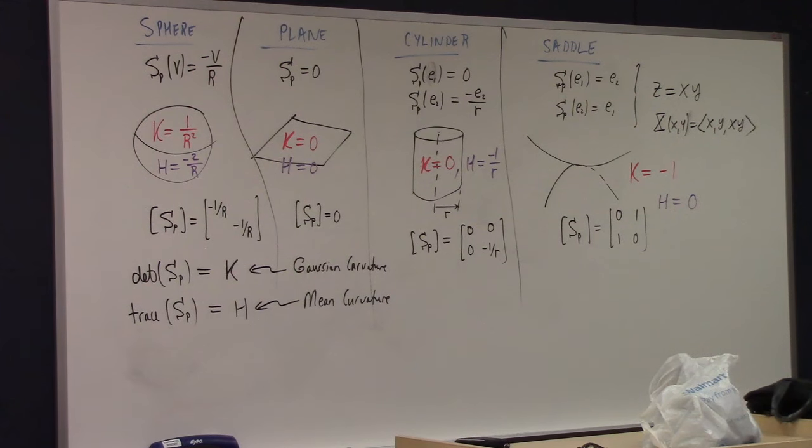So here's the definition. Let U be a unit tangent to M, which is a surface of R3, at P. Then we define K of U to be the shape operator acting on U dot U. This is the quote-unquote normal curvature. Normal curvature of M in U direction at P.